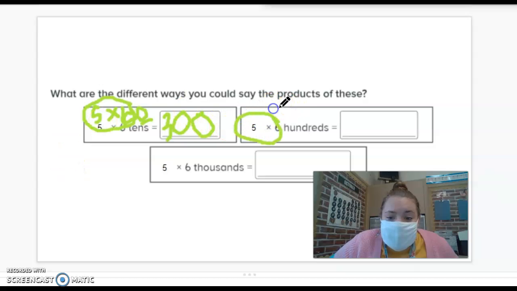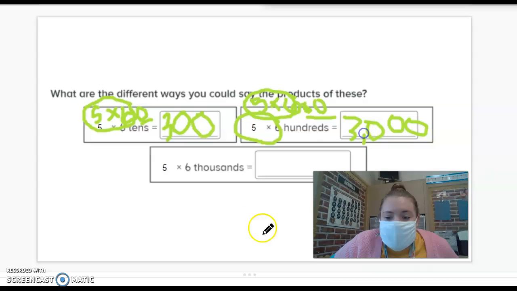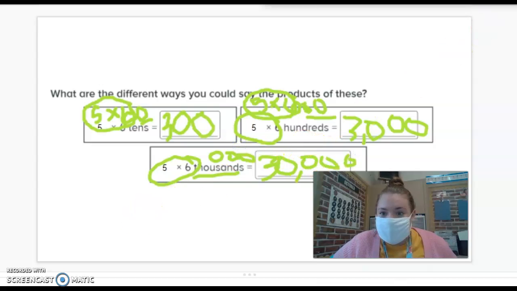Same thing here. 5 times 6 hundreds. Loop those whole numbers. 30. Add in those 2 zeros. 5 times 6 thousands would be, once again, 30,000. So we have to add in 3 zeros for the thousands. Remember, it all just depends on our place value.